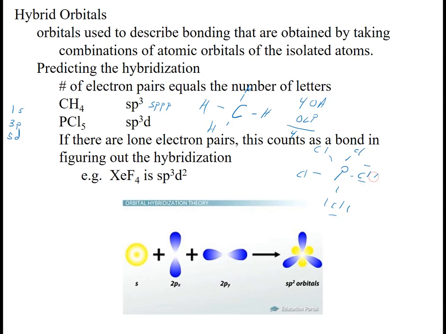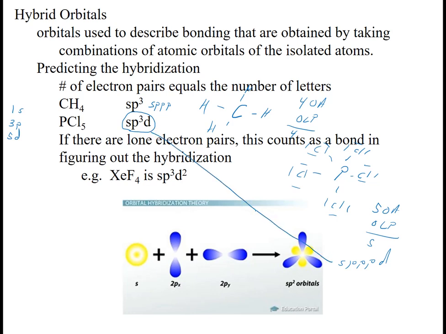So this is the Lewis structure for phosphorus. This one would have 5 outside atoms, 0 lone pair, so that's 5. So it's S with 3 P's, 1, 2, 3, and then D, so that's 4, 5. So I write it as sp3d. This is the same as that.